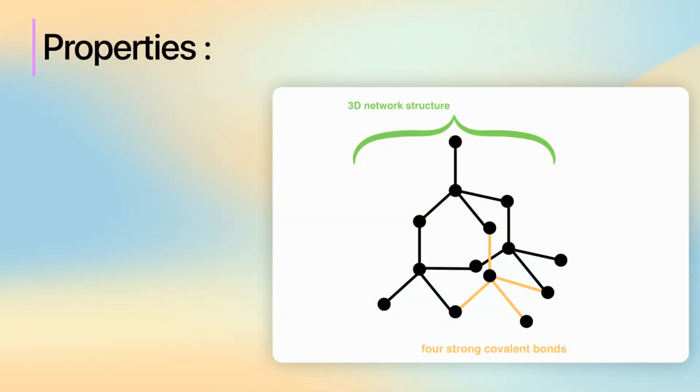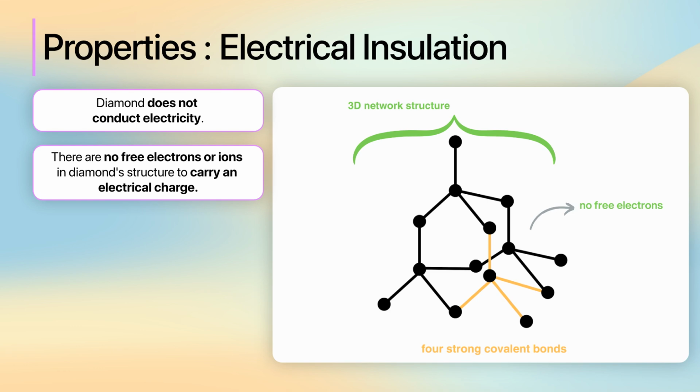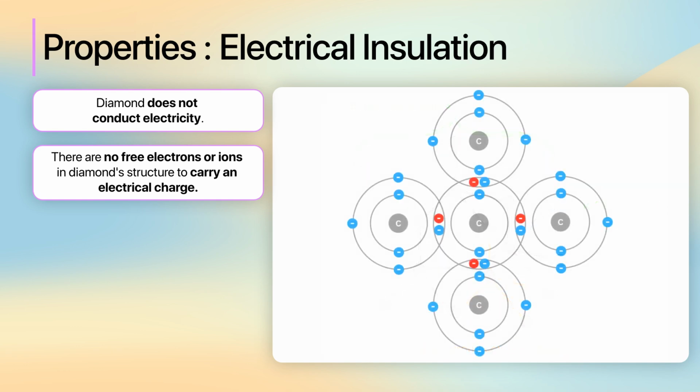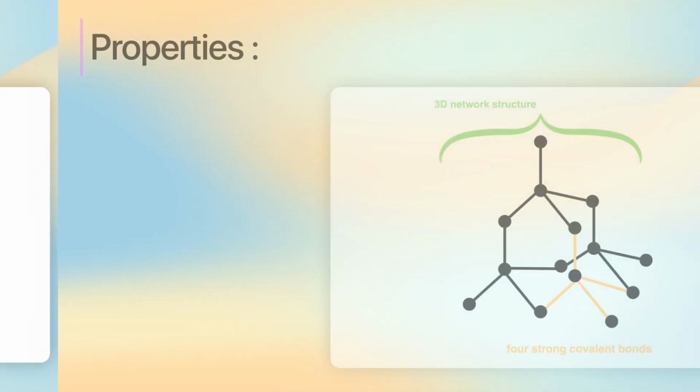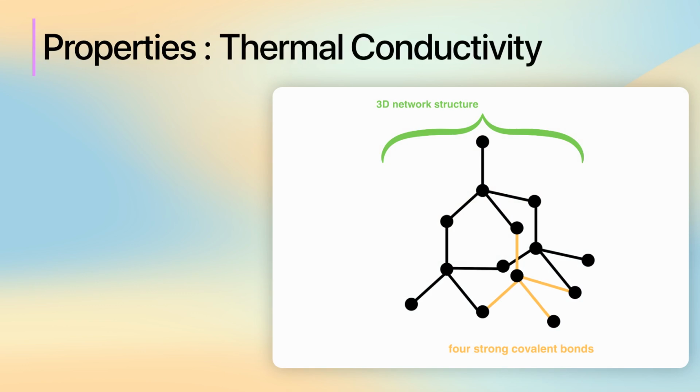Diamond is also an electrical insulator. It does not conduct electricity. This is because there are no free electrons or ions in the diamond structure. All 4 outer electrons of each carbon atom are involved in covalent bonding, leaving no free electrons to carry a charge. The final property we're going to look at is diamond's thermal conductivity.